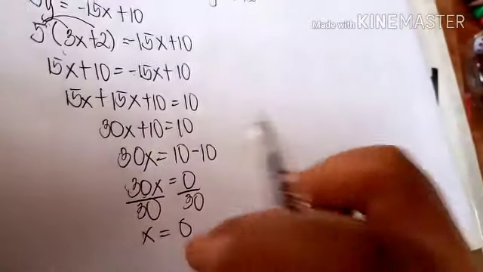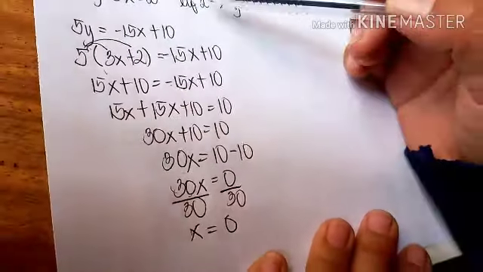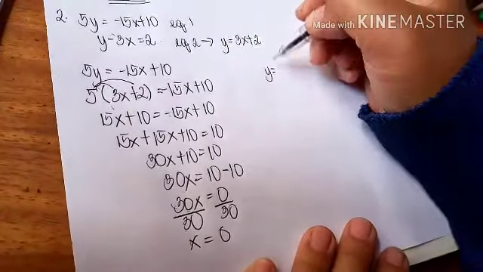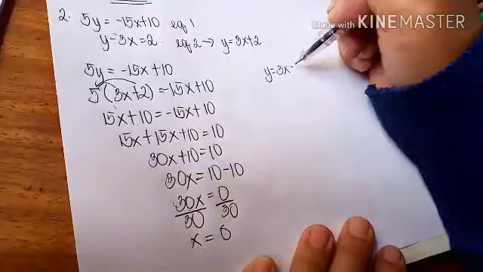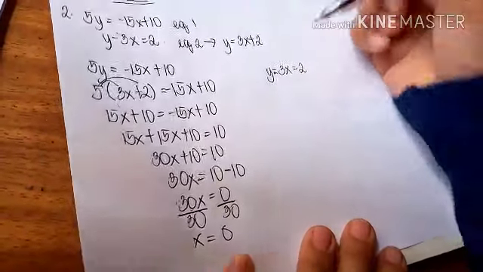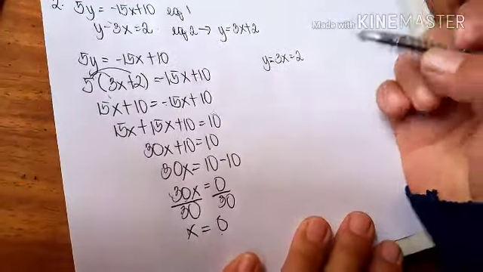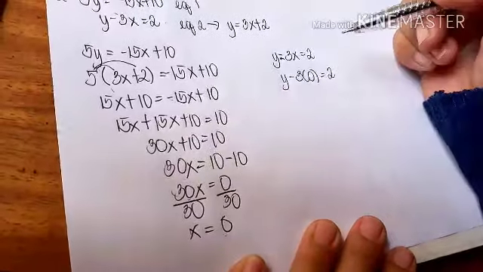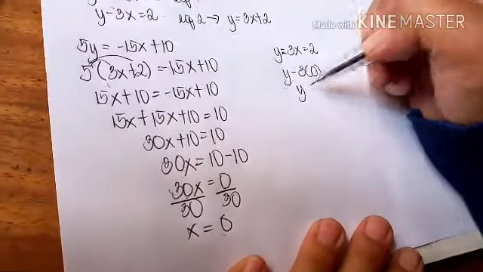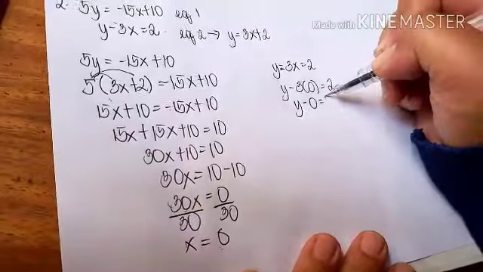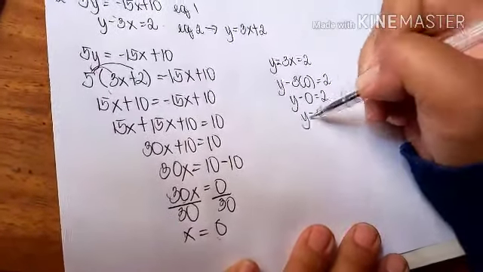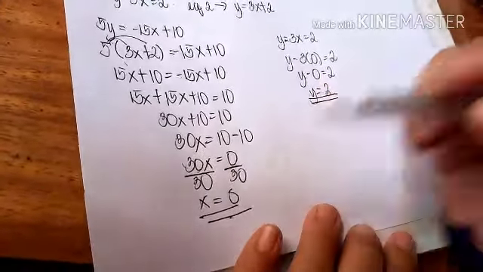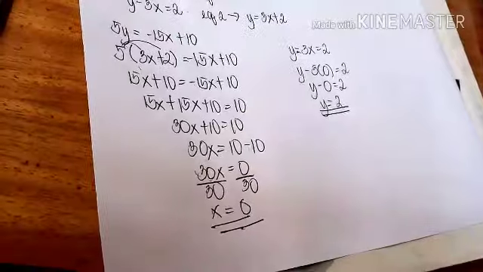Now, using the value of x, we use equation 2: y minus 3x is equal to 2. So substituting the value of x, which is 0, y minus 3 times 0 is equal to 2. That would be y minus 0 is equal to 2, which gives us the value of y, which is 2. So we now have the value of x and the value of y.